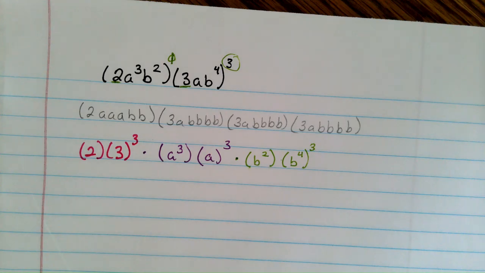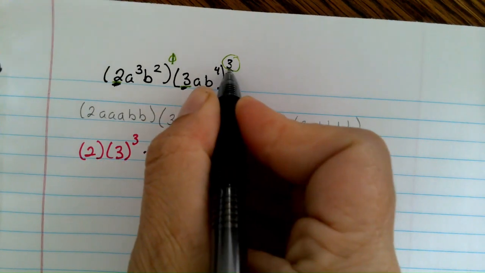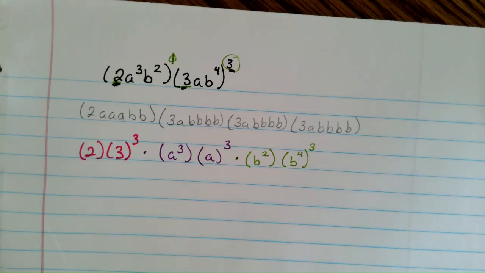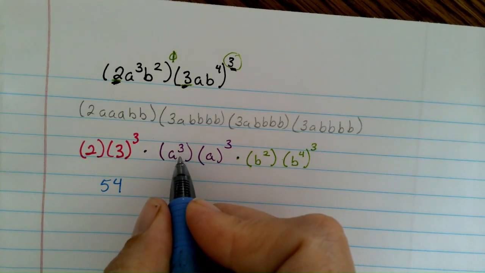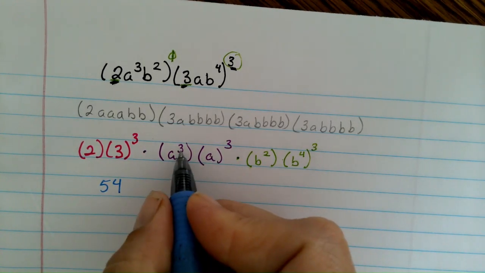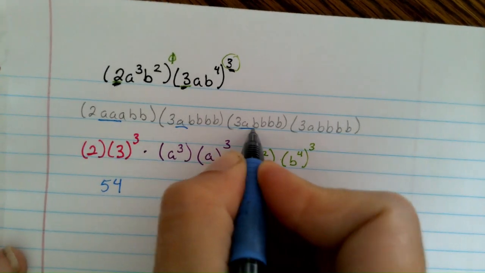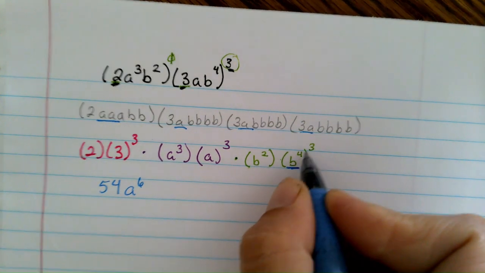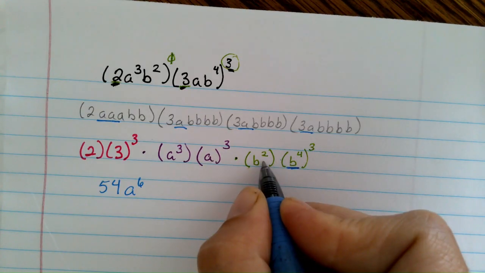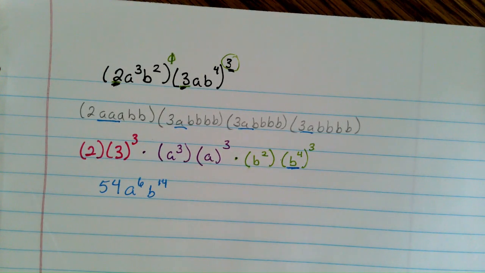Okay, so when we do 2 times 3 cubed, if you grab a calculator, you'll find out that that's 54. When we think about the a's, this is just a cubed and a cubed, so if you picture it, we'll see 6 a's, which indeed is 1, 2, 3, 4, 5, 6. And then here we have that double power. So b to the 4th cubed is b to the 12th. And then these two b's give us b to the 14. And if you look at it, that's indeed what we had there.